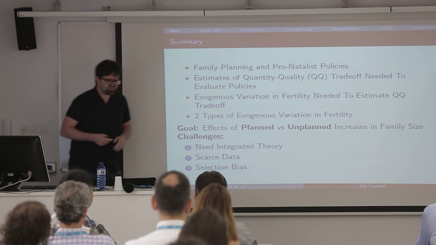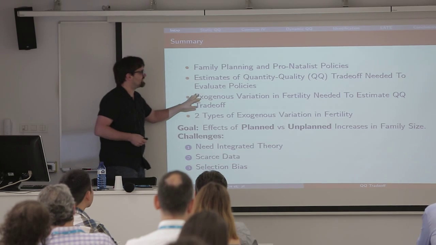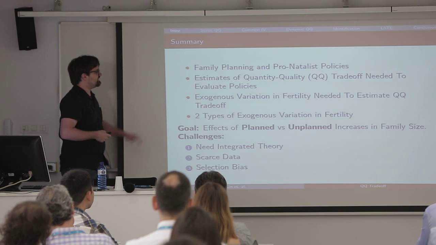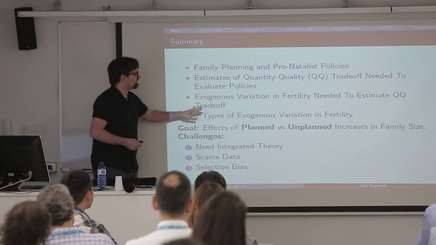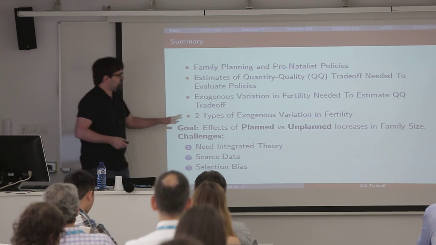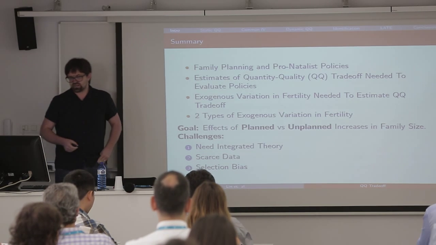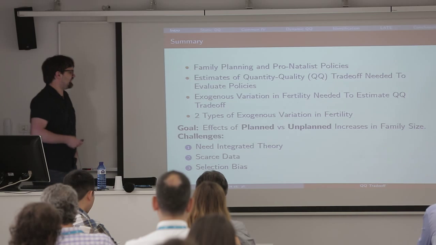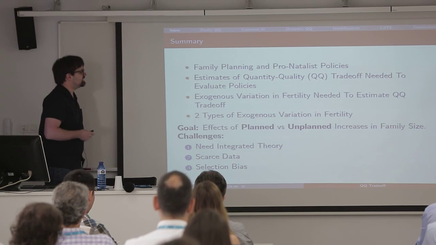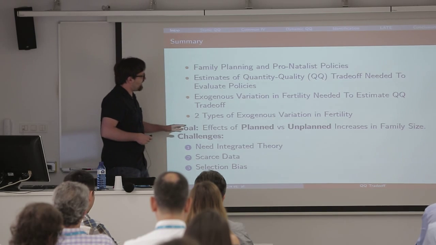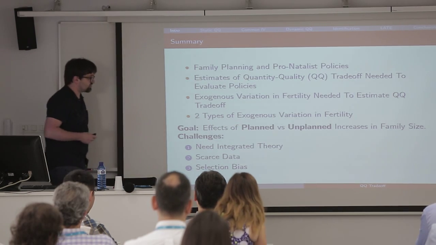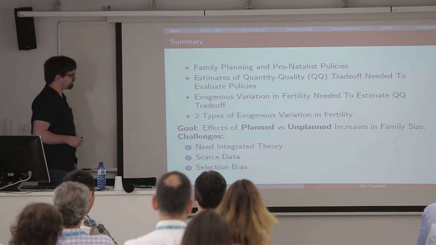So when you need an estimate, then you're going to say, well, we need some sort of exogenous variation in fertility that's going to allow us to estimate this quantity-quality trade-off credibly. And what we're going to be talking about in this paper is that really there are two types of exogenous variation that we can think of, and these have not been sufficiently recognized in the literature, we think. One is exogenous variation in planned fertility, and another one is exogenous variation in unplanned fertility.